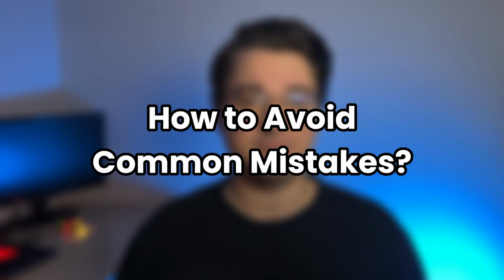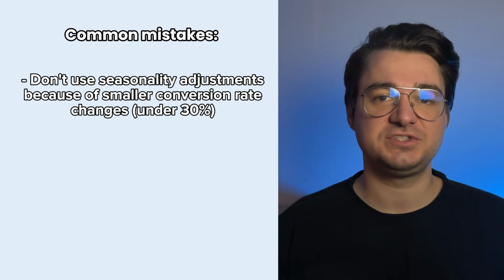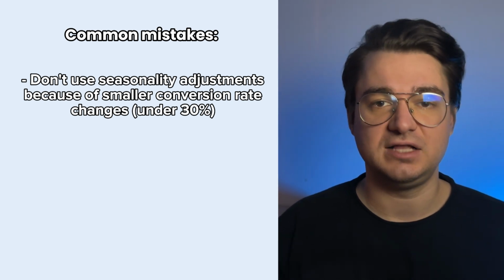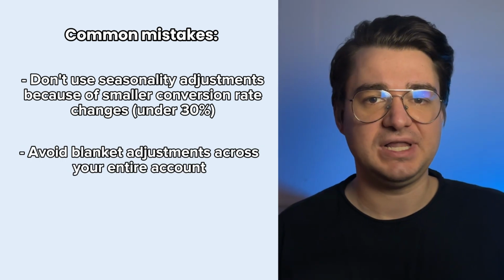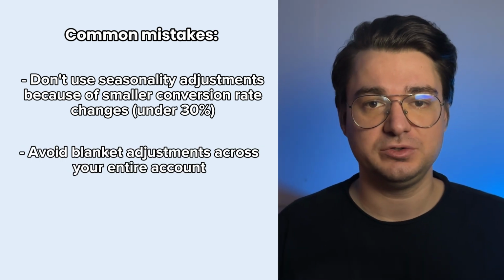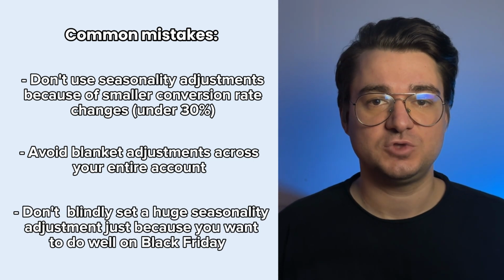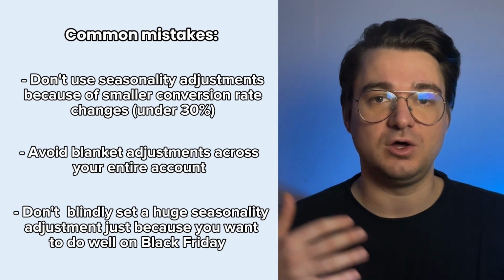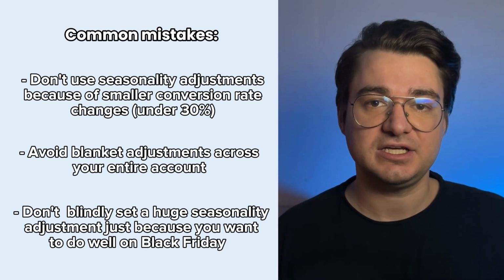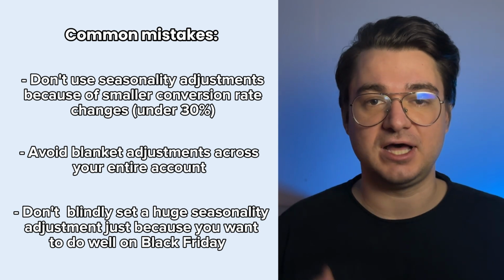How to avoid common mistakes. Here are some mistakes that a lot of advertisers make. First, don't use seasonality adjustments because of smaller conversion rate changes under 30%. Smart bidding already handles normal seasonal trends. Avoid blanket adjustments across your entire account. Focus on specific campaigns or products that see the most impact. Don't blindly set a huge seasonality adjustment just because you want to do well on Black Friday, as if your seasonality adjustment is too large, you will overspend and your seasonal peak will end up unprofitable.